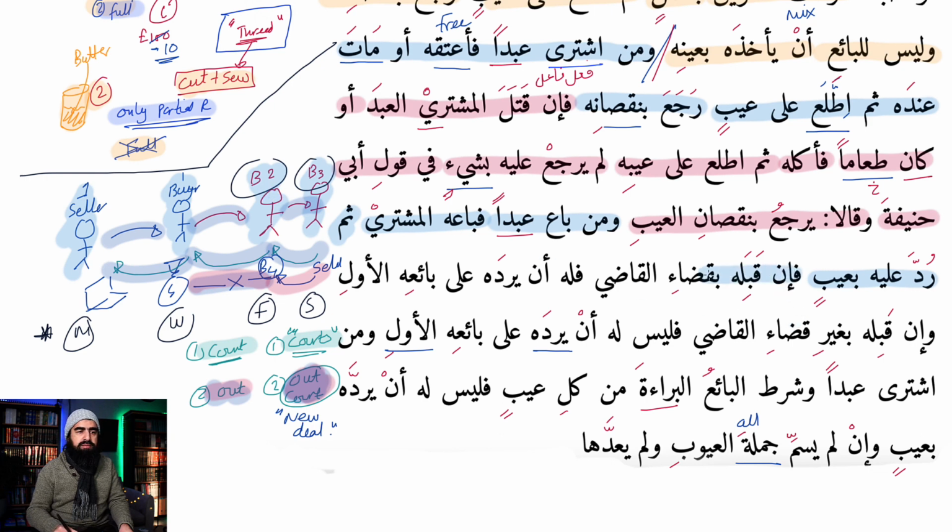فَإِنْ قَبِلَهُ بِقَضَاءِ الْقَاضِي, if buyer number 2 accepts it through the courts, through the judges, فَلَهُ أَنْ يَرُدَّهُ, then he has the right, buyer 2 has the right, to return it back ala ba'i al-awwal, the first guy. وَإِنْ قَبِلَهُ بِغَيْرِ قَضَاءِ الْقَاضِي, but if he accepts it without going through the courts, an out of court settlement, فَلَيْسَ لَهُ أَنْ يَرُدَّهُ, then he does not have the right to return it to the first seller. Right? Because this is not considered to be a full nullification. It's a partial nullification.